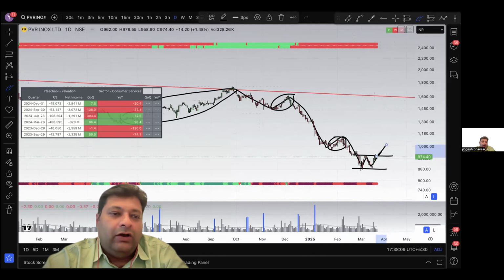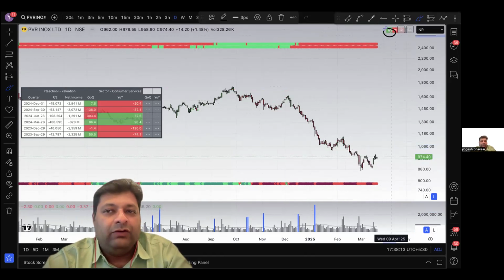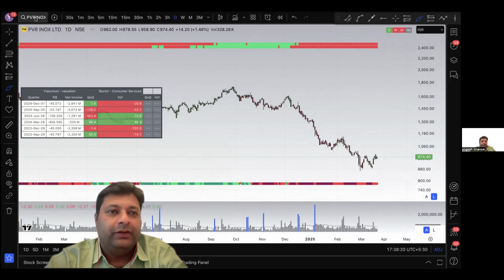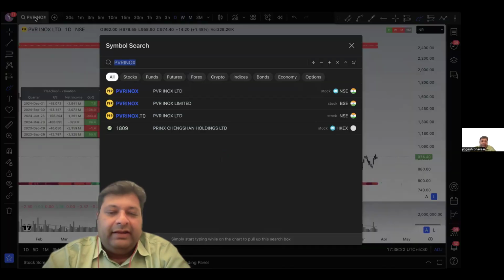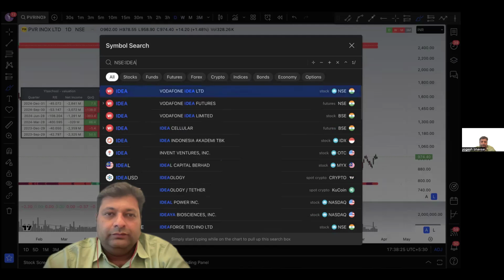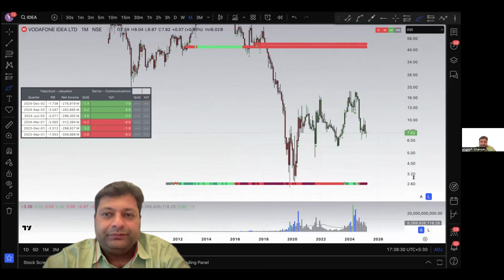Now everybody will think, sir, but first the daily time frame will convert into green, then the weekly, then the monthly, so you're going to miss such a huge opportunity. So let's take an example. Vodafone Idea, and let's go to the monthly time frame.